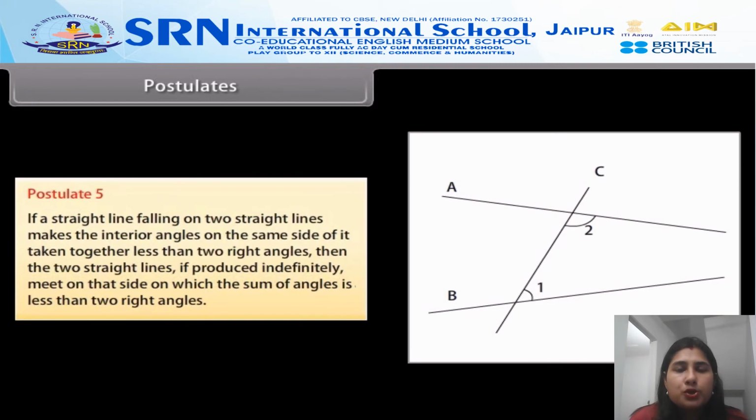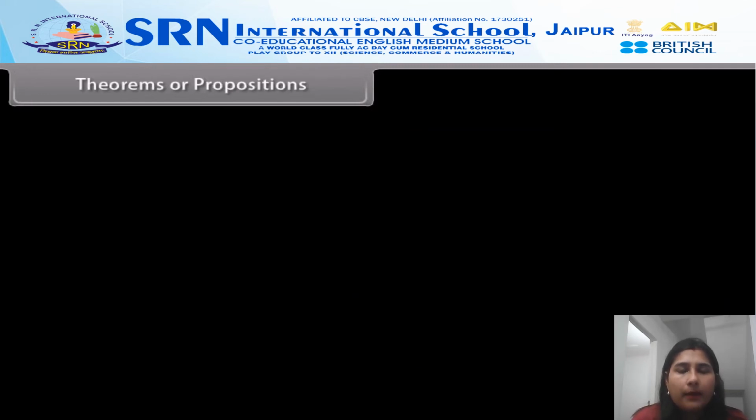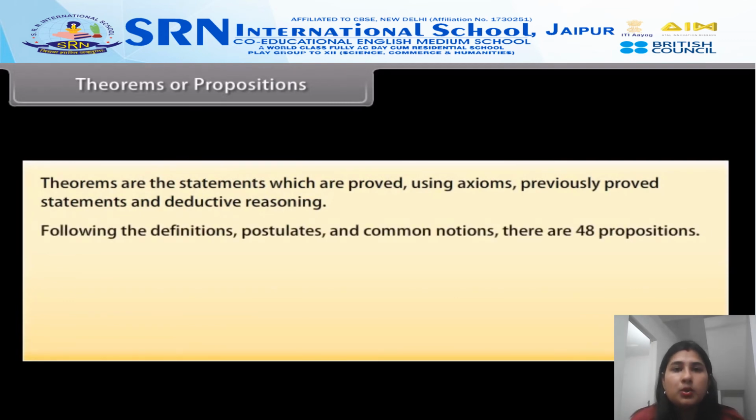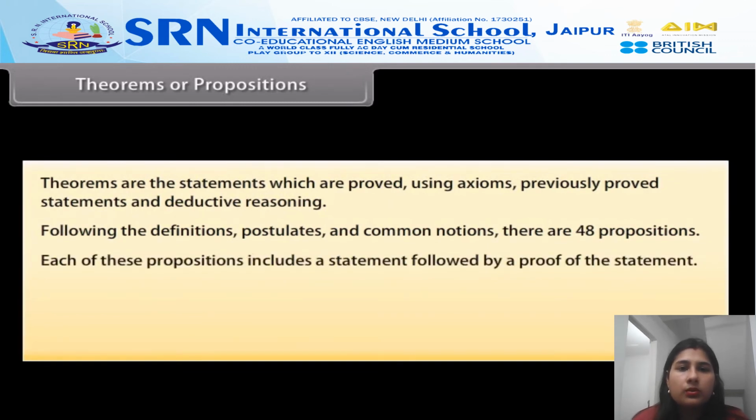Now, postulates 1 to 5 are related to the axioms as well. Now the theorems and propositions. Theorems are the statements which are proved using axioms, previously proved statements and deductive reasoning. So these were the Euclidean geometry topics.